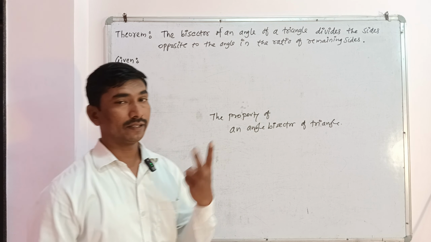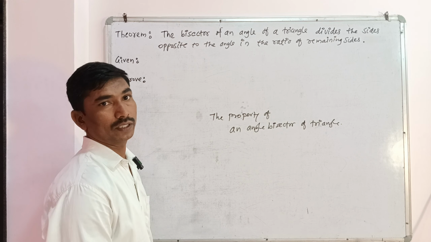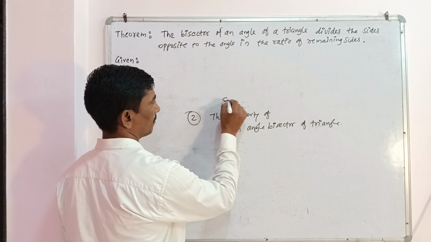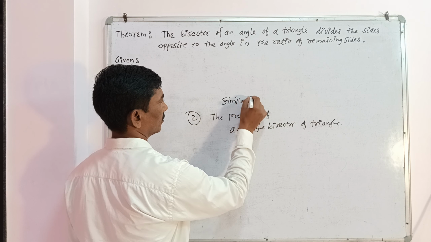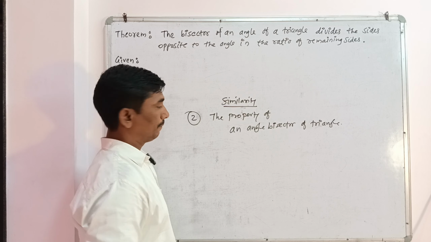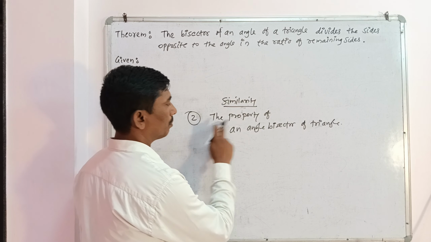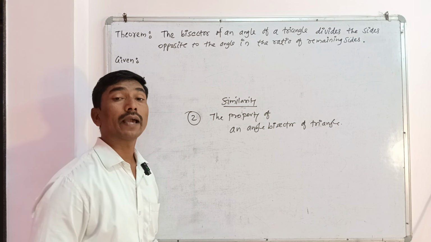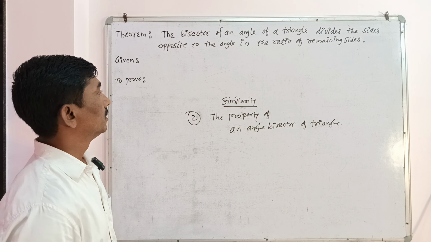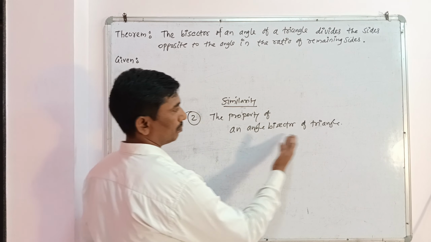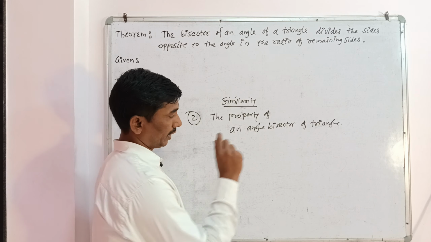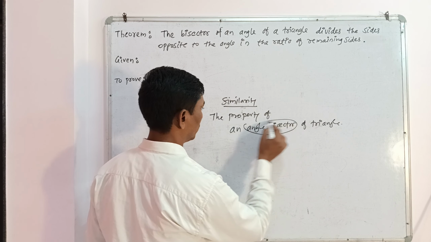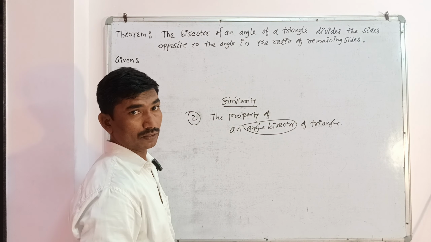Okay, now here comes the second theorem of the first chapter, on similarity. The name of the theorem is the property of an angle bisector of a triangle. We also call this the angle bisector theorem. So by the heading of the theorem, you can understand that there is an angle bisector in the theorem and in the diagram also.